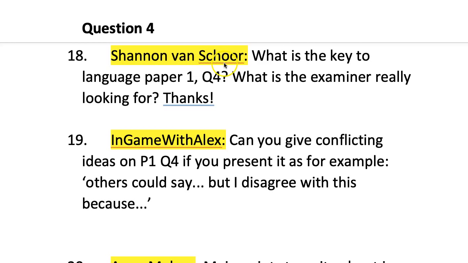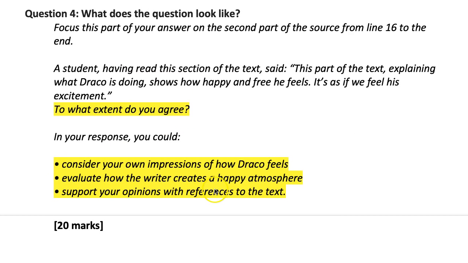Shannon Van Schuur asks, what is the key to the language paper one question four? What is the examiner really looking for? Okay, well, what the examiner really is looking for is not what's in the statement at all. What the examiner is looking for is what's in the bullet points. So in this question, you would have to write about your impressions of Draco, but not what he looks like. It would have to be what he feels. So the keywords in the bullet points are super important. In the second one, how the writer creates a happy atmosphere. So not just Draco, but the atmosphere. It's super important that you focus on that.